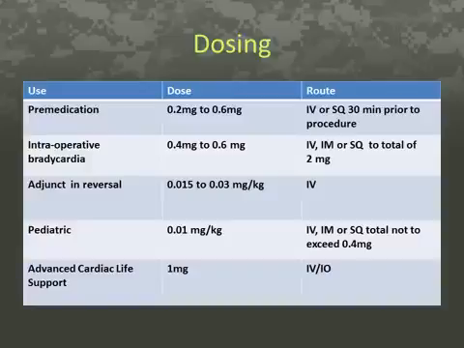This slide represents the different dosages for the various uses of atropine. Pre-medication is 0.2 milligrams to 0.6 milligrams. For intraoperative bradycardia, 0.4 milligrams to 0.6 milligrams could be given. As an adjunct in reversal, 0.015 to 0.03 milligrams per kilogram is given. Pediatric dosage is 0.01 milligrams per kilogram. And as an ACLS dose, of course, it is 1 milligram.